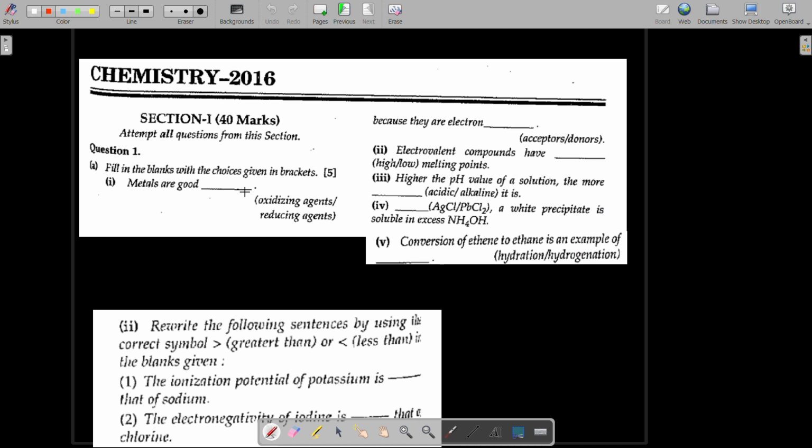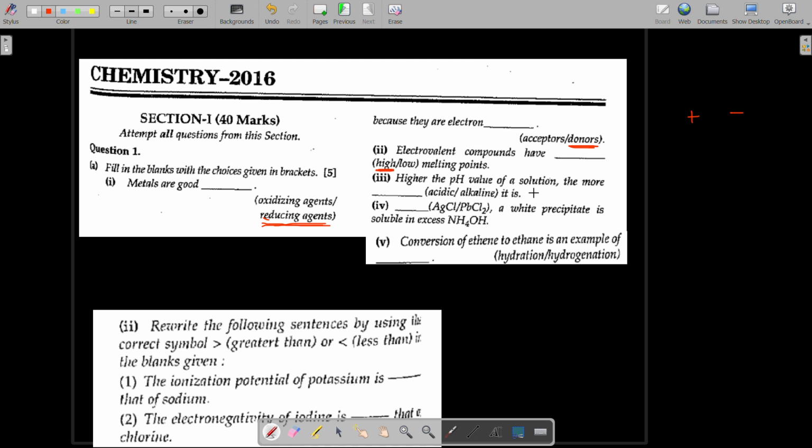2016. Fill in the blanks with choices given in brackets. Metals are good reducing agents because they are electron donors. Right? Metals do give electrons readily, so they undergo oxidation, hence they are reducing agents. Electrovalent compounds have high melting point because the electrovalent bond is very strong. Why? Because the attraction between oppositely charged particles, the electrostatic force of attraction, is very strong.